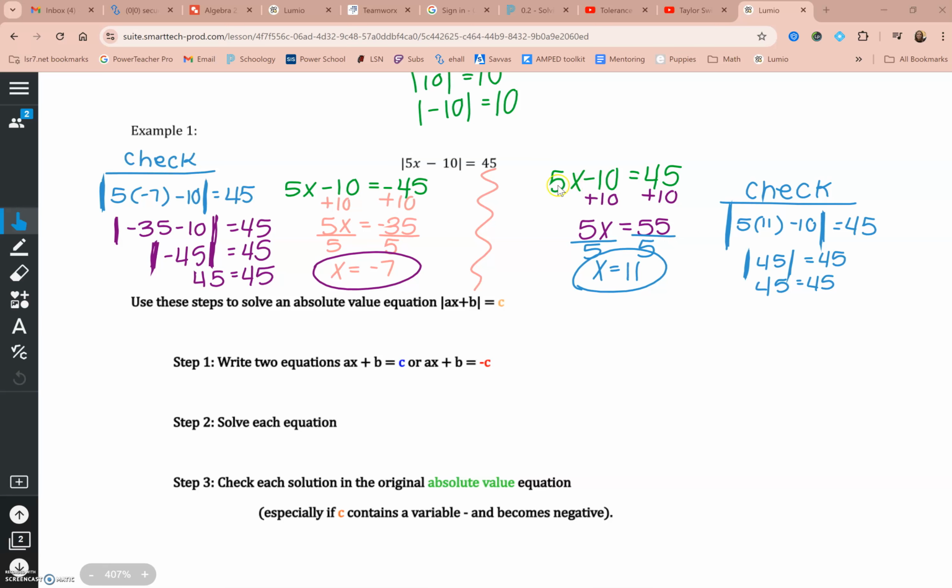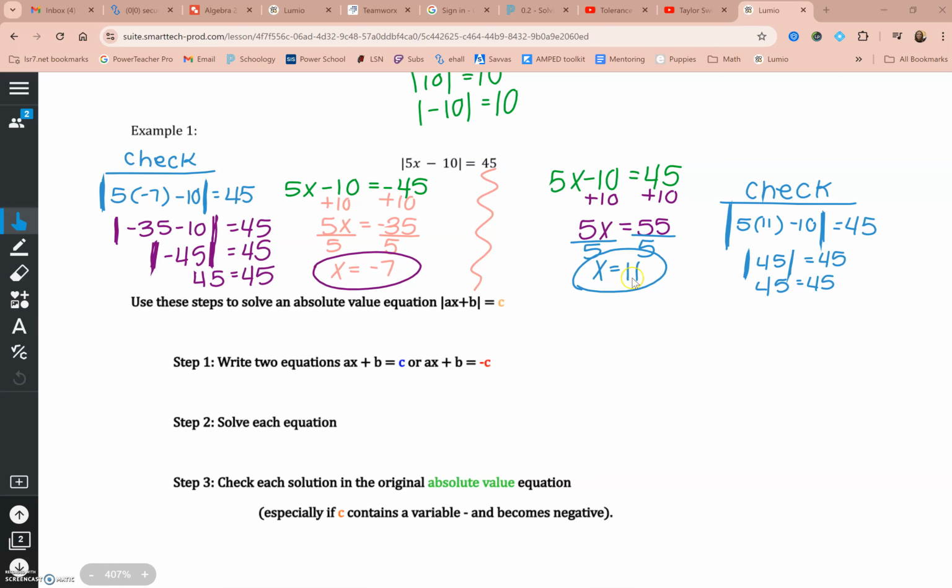The first thing we did was write the same exact equation, but without the absolute value bars. I never want you trying to solve when the absolute value bars are still in there. Once your absolute value bars are alone, you can rewrite it without the bars. So 5x minus 10 equals 45, and then solve. Add 10 to both sides, divide by 5, and you get x equals 11. Now, you have to check your work when you're solving absolute value equations because you can get extraneous solutions.